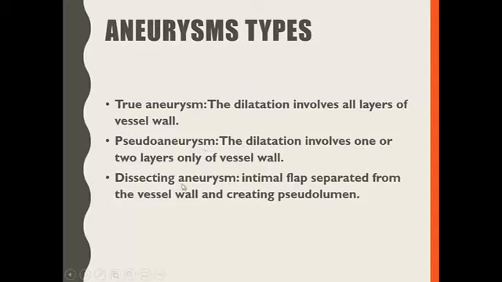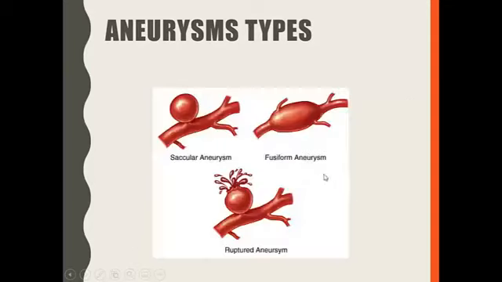There is also what's called dissecting aneurysm, and it is due to an intimal flap, which is separated from the vessel wall and creating what's called pseudolumen. Here is an illustration of aneurysmal types.